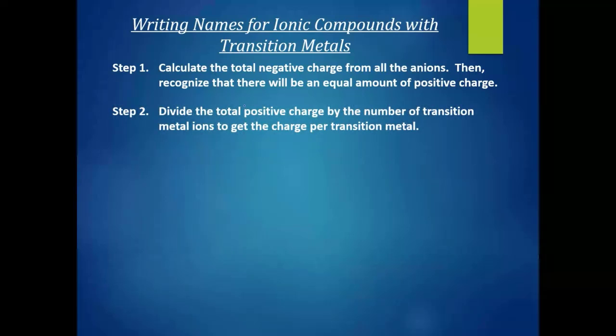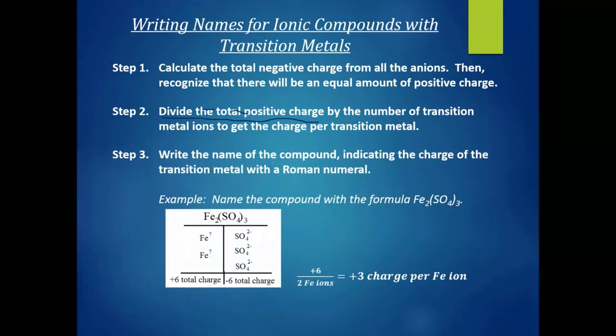So we calculate the total negative charge, and remember the principle of ionic compounds is total negative equals total positive. You then simply divide the total positive charge by the number of positive ions. Divide the total charge by the number of ions to get the charge per transition metal. So, for example, we have iron sulfate here, the Fe2(SO4)3.